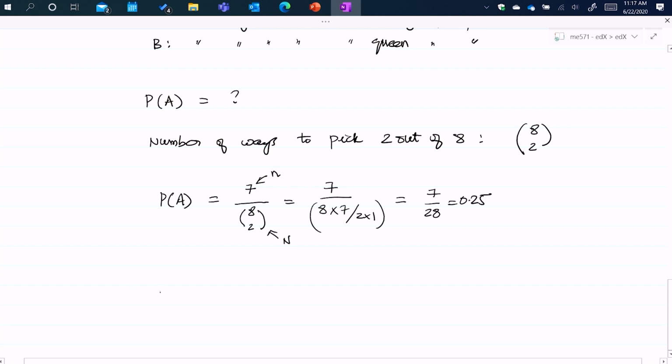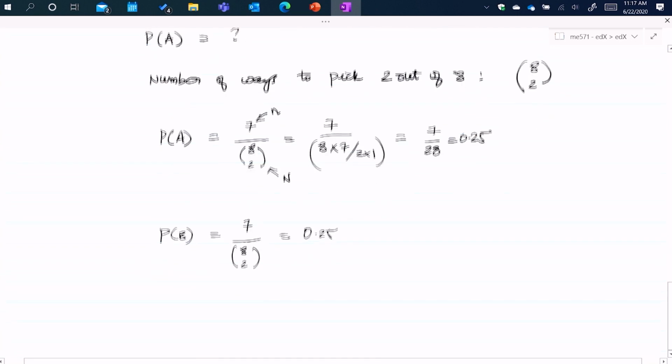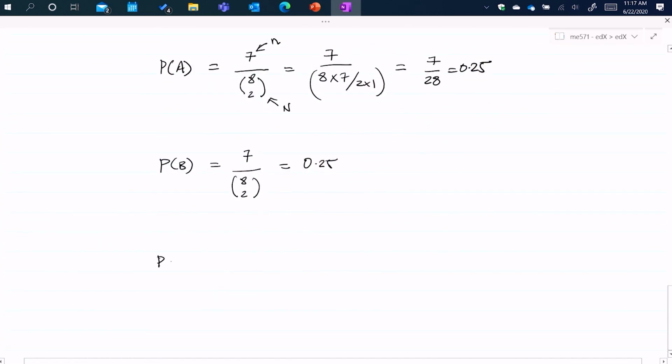Similarly, the probability of B is exactly the same, because once I picked the queen of spades, there are 7 ways I can pick the second card, and the total number of ways in which I can pick 2 cards is the combination of 2 items out of 8. This is again 0.25. The question that I seek mathematically is the probability of A union B. This is what I seek. The probability of A union B, by the addition rule, is the probability of A plus the probability of B minus the probability of A intersection B.